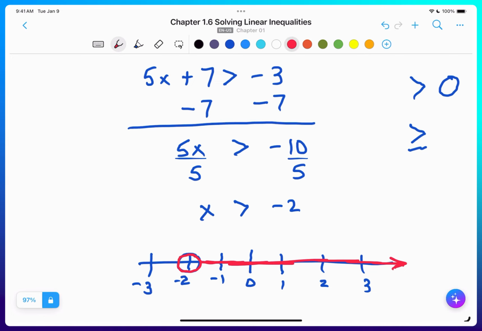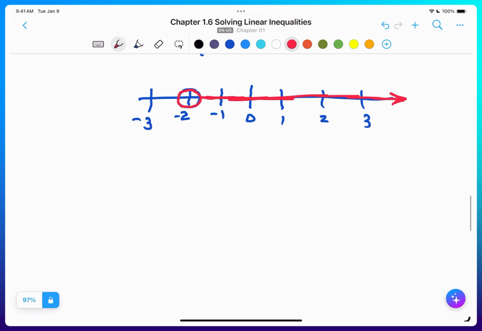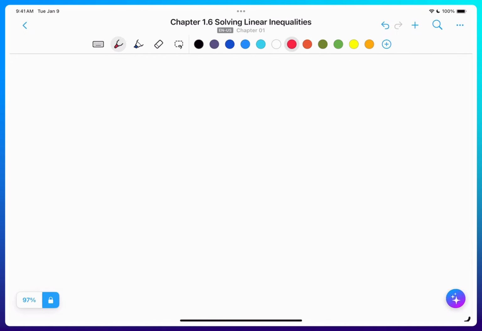Okay, and now we go to example number 2. Example 2. And this one is going to start off with, let's make it black this time.